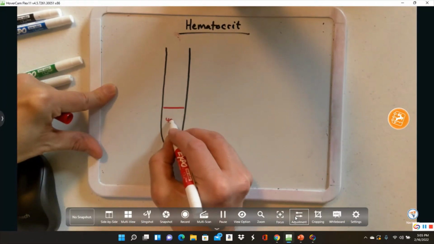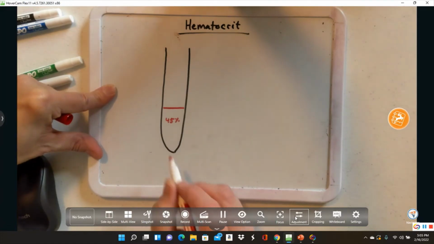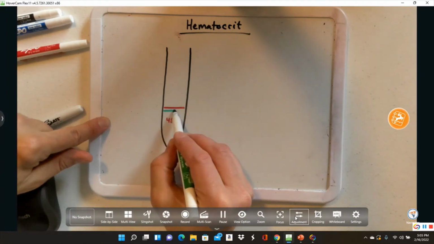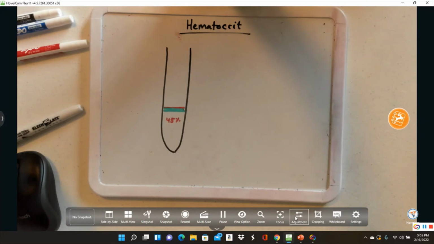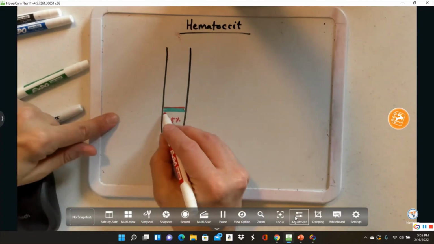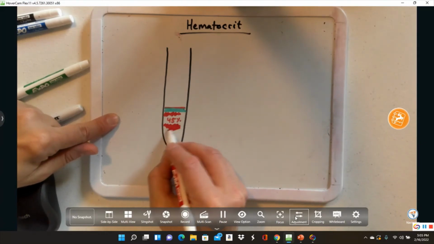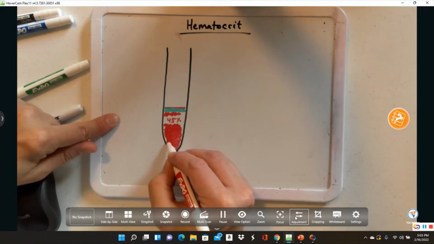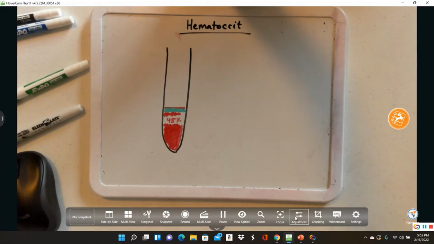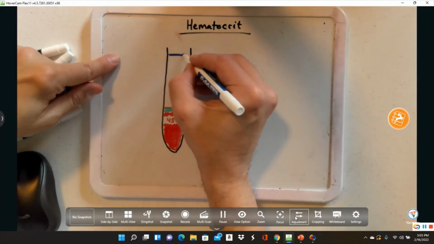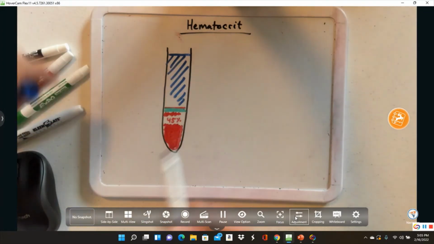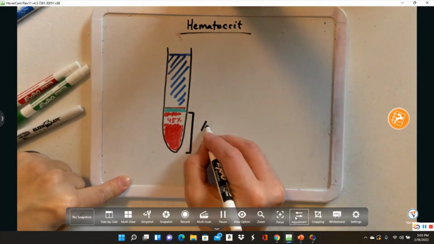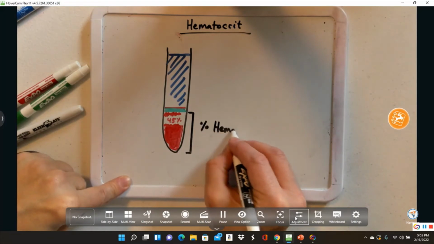And let's say about 45% roughly is formed elements. And of that 45%, remember, some of that is not red blood cells, okay? Only some of this is RBCs of that 45%. Now, let's say we have that, and this is my red blood cells, okay? The rest of this is plasma. So there is this value right here. This percent is called hematocrit.